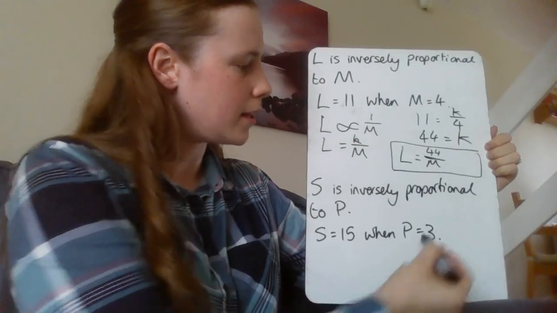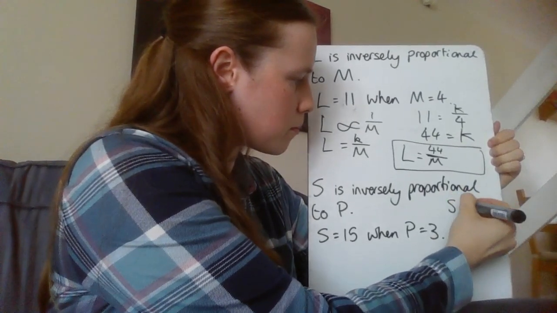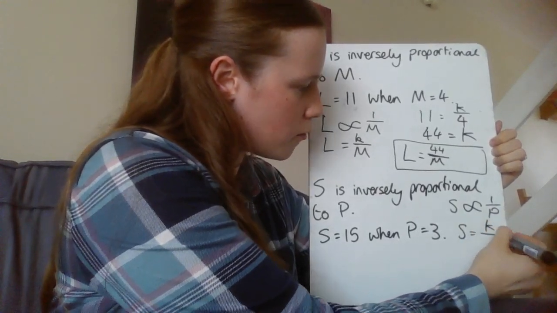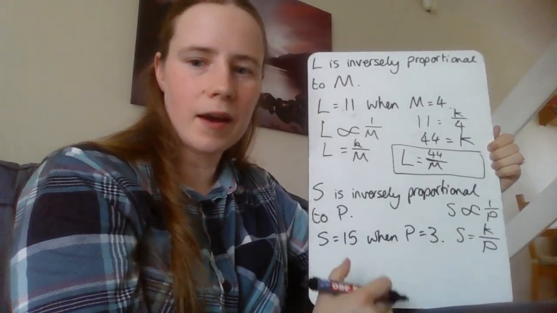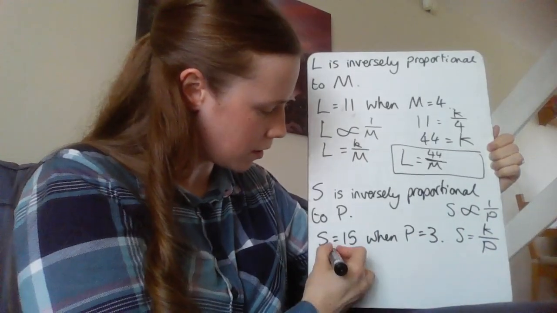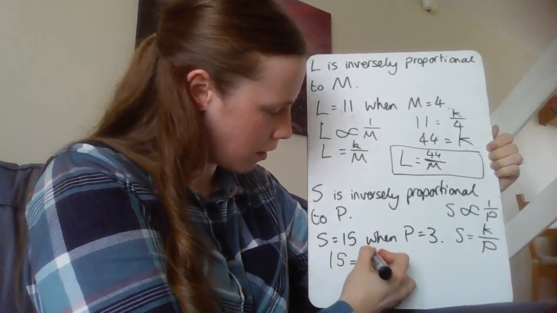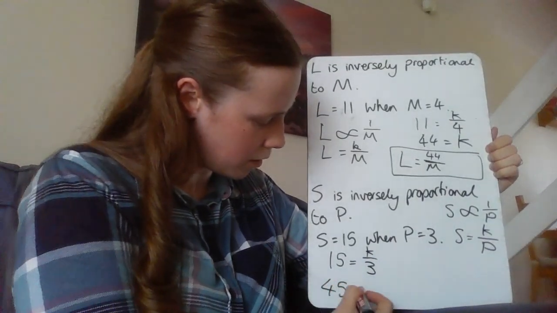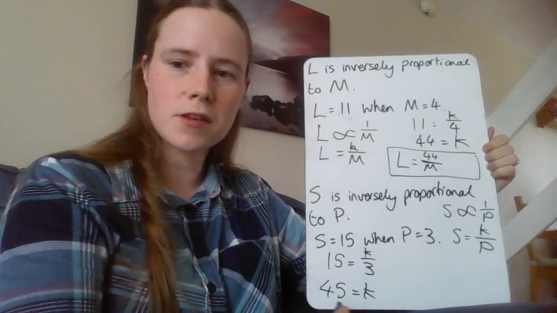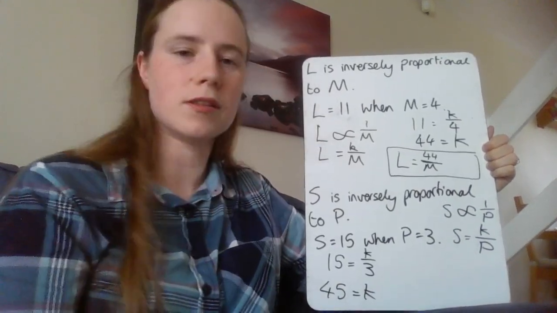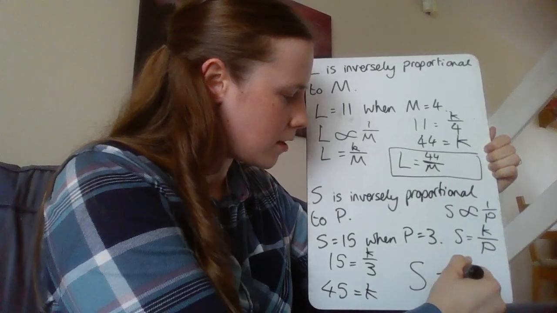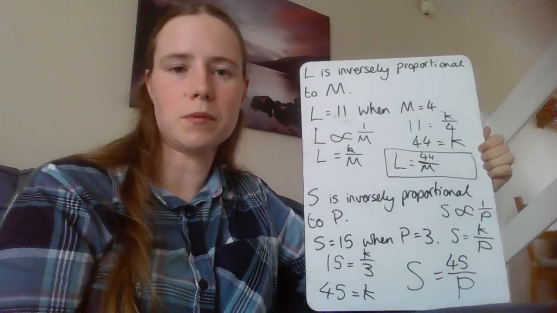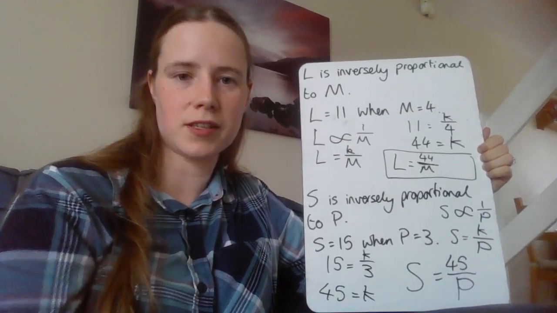Because we've got inversely, I know that I'm writing S is proportional to 1 over P. Therefore, S is equal to K over P. Okay, and now I put in the two values I've got, so I can say that 15 equals K over 3, times both sides by 3. So 45 is my K value. As soon as I've got my K value, I can put it into this form and say that S is equal to 45 over P, or SP equals 45, whichever way you prefer to write it.